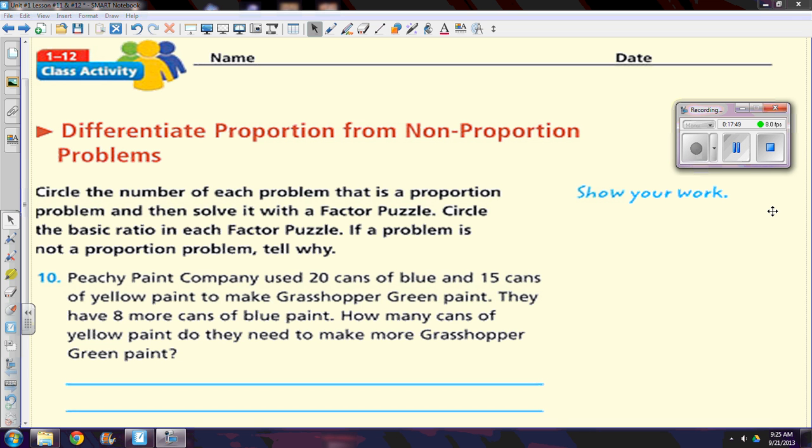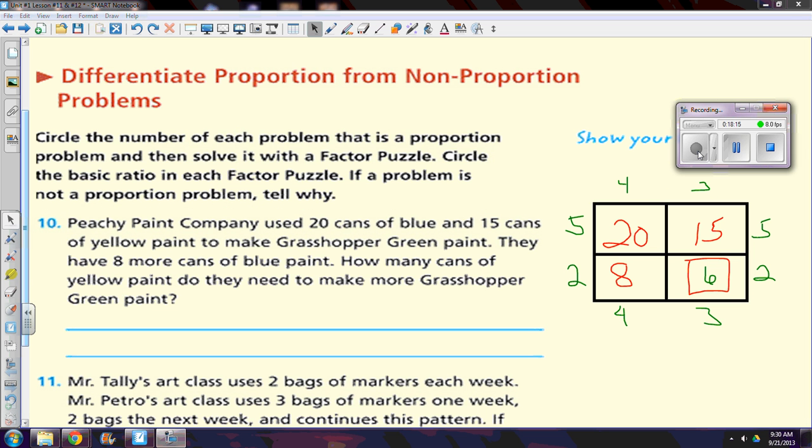Number 10 reads, Peachy Paint Company used 20 cans of blue and 15 cans of yellow paint to make grasshopper green paint. They have 8 more cans of blue paint. How many cans of yellow paint do they need to make more grasshopper green paint? So they want you to set up a factor puzzle for number 10. All right, so if you look at the right, the factor puzzle is in place. 20 blue to 15 yellow.